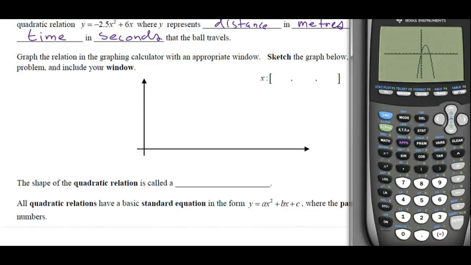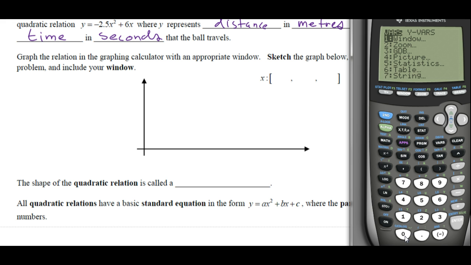So we're going to set our window. It doesn't make any sense to have a negative x value because that's time. And we don't need to go to 10 seconds because it's apparently in 3. And we don't need to have a negative distance. That doesn't make any sense either, right? So we saw what the graph looked like, but in the context of the question, we only want a piece of the graph. And we only want that piece that's in the first quadrant.